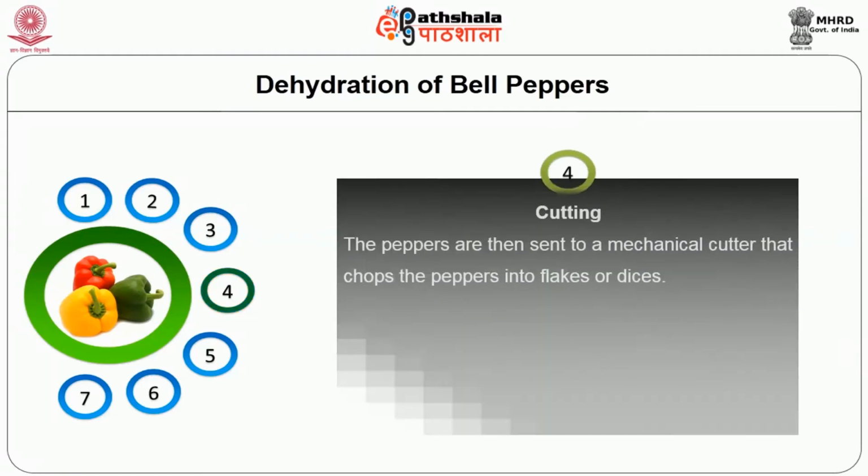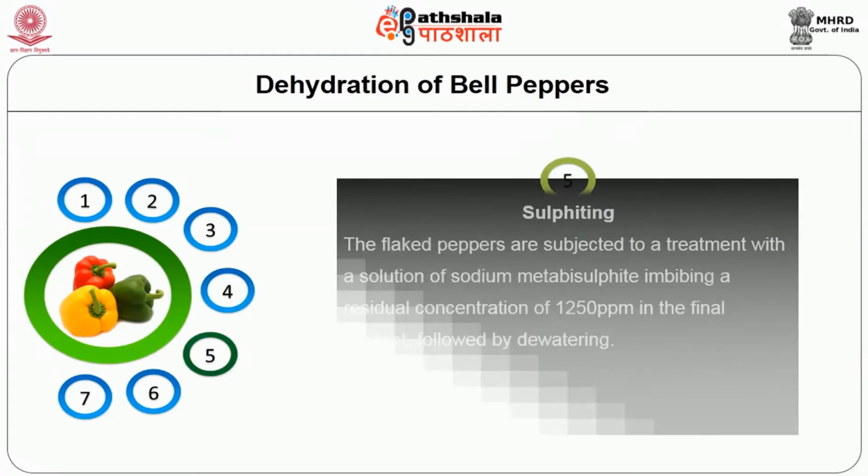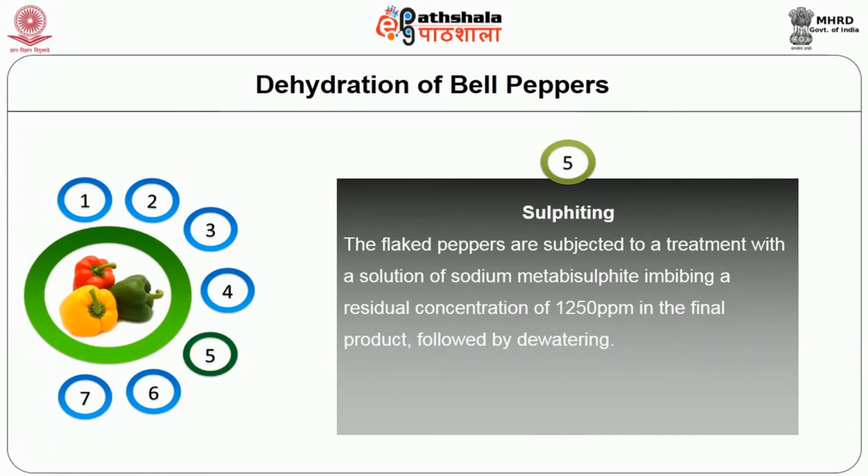This is followed by cutting, where the peppers are then sent to a mechanical cutter that chops the peppers into flakes or dices. In the sulfiting step, the flaked peppers are subjected to a treatment with the solution of sodium metabisulfite, imbibing a residual concentration of 1250 ppm in the final product, followed by dewatering.